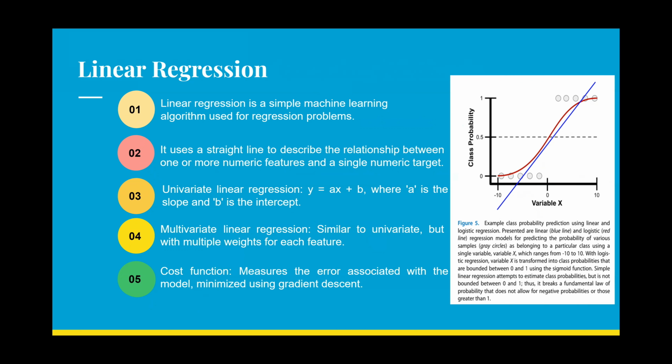In the same way, in multivariate linear regression, multiple weights for different features influence the target. We measure these model errors using residuals, which are the vertical distances between predicted and actual values. The goal of linear regression is to minimize the errors using an iterative optimization algorithm called gradient descent. Next slide, please.